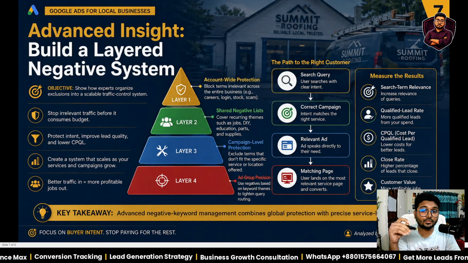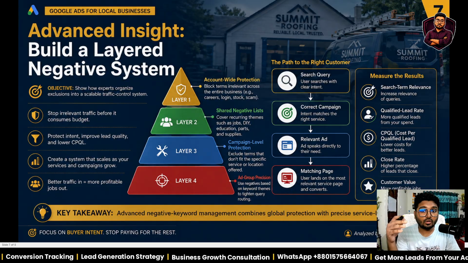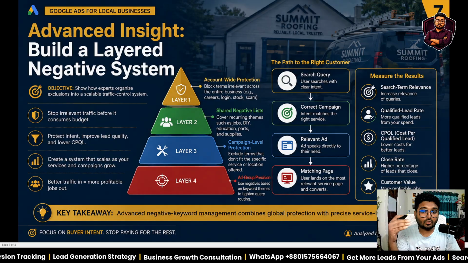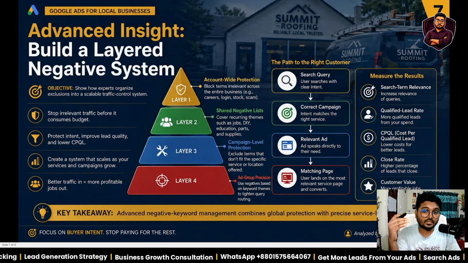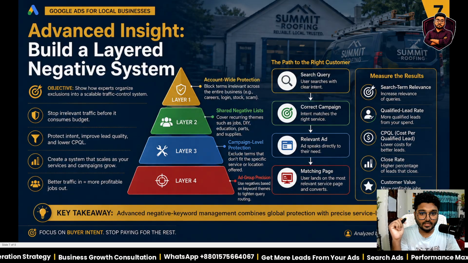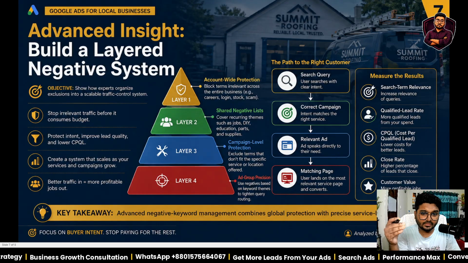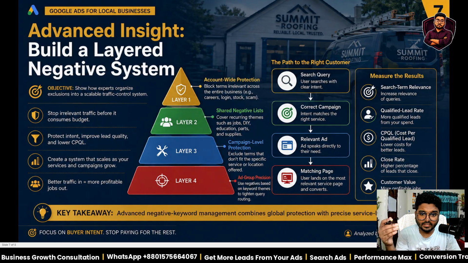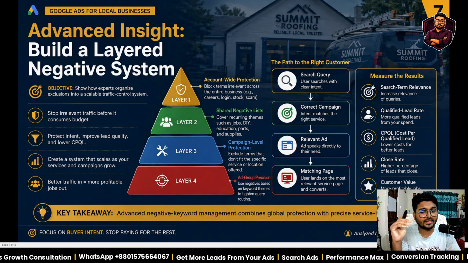Level 4. Ad group negative. Use this level only when needed to guide closely related searches toward the correct ad group. Do not add complex control without a clear reason. Measure the system using search relevance, qualified lead rate, cost per qualified lead, appointment rate, closing rate, and customer value.